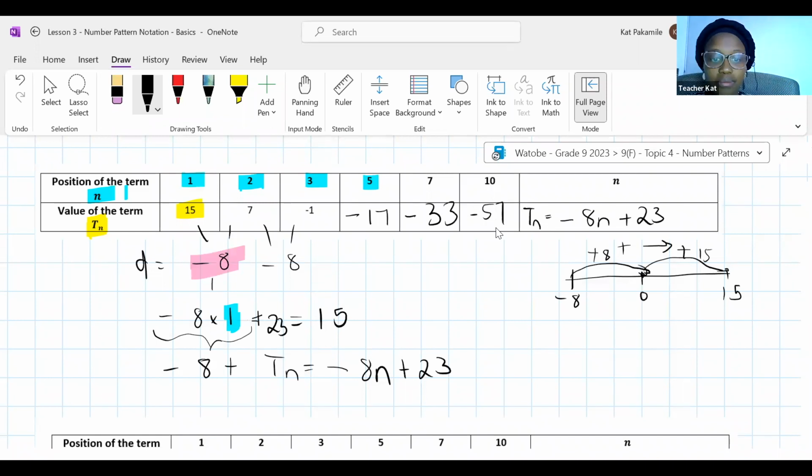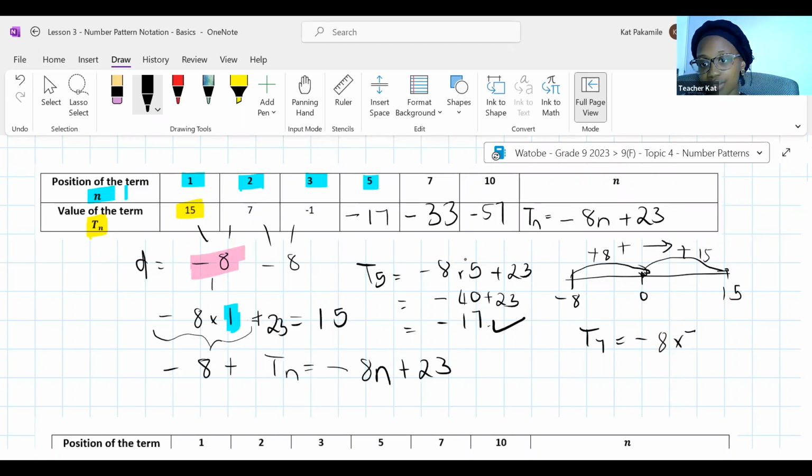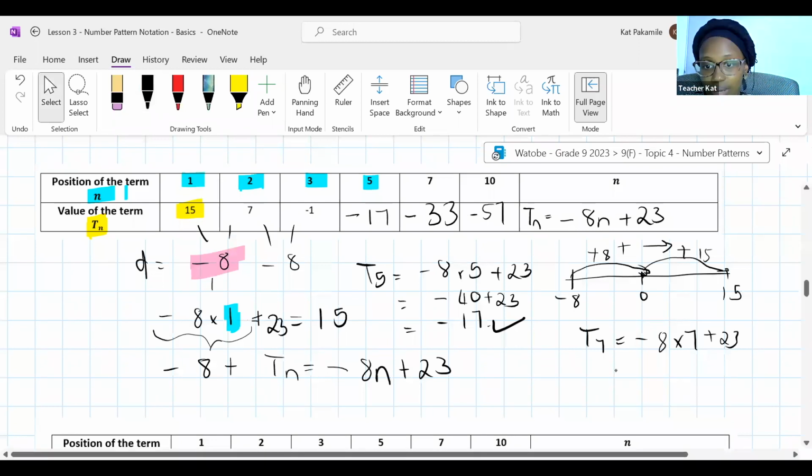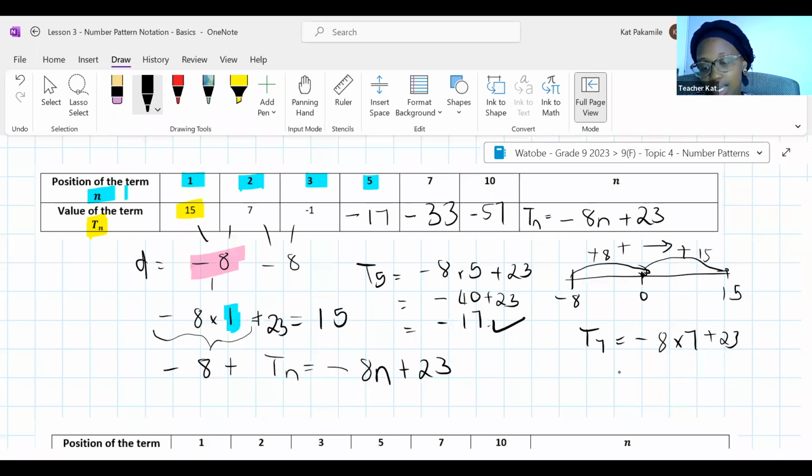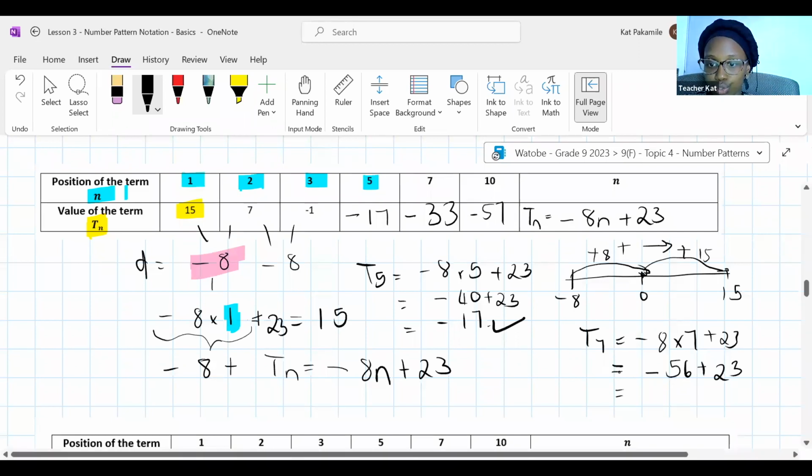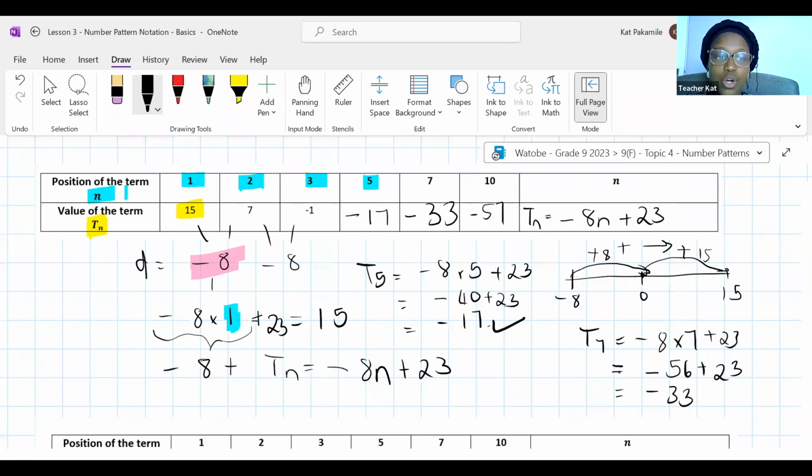Okay. So if T5 is -8 times 5 plus 23, -8 times 5 would be -40 plus 23. And indeed, that would be -17. So we are correct here by T5. Let's go to T7. That would be -8 times 7 plus 23. Okay, what's -8 times 7? This pen is going to make me scream and pull out my hair in front of you guys. It's -56 if my mathematics still works. I hope so. And if you add 23 to -56, you get -33. So that would be correct.